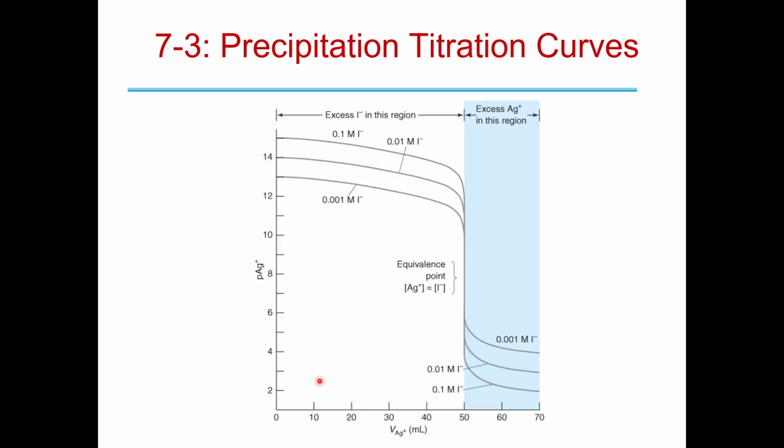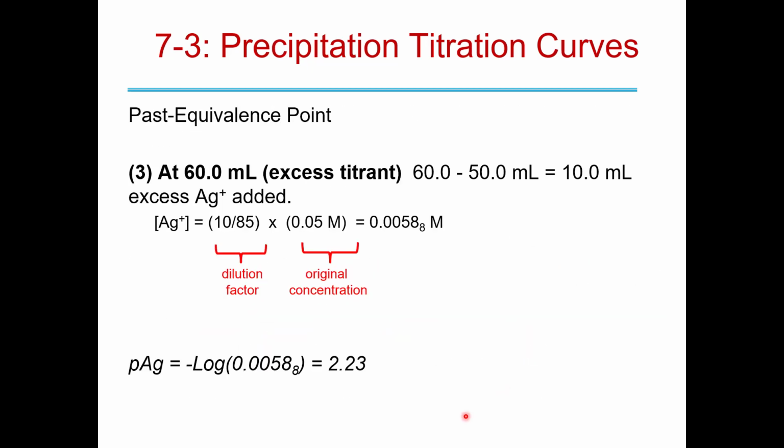We take the negative log of that, we get 2.23. And so if we look back at our graph, we see down here at 60 milliliters, we do in fact have a pAg that's a little bit bigger than 2. So 2.23 agrees with the experimental curve. So by using all this math and thinking about equilibrium constants, we can actually predict the shape of titration curves and explain why they have the shape that they do.